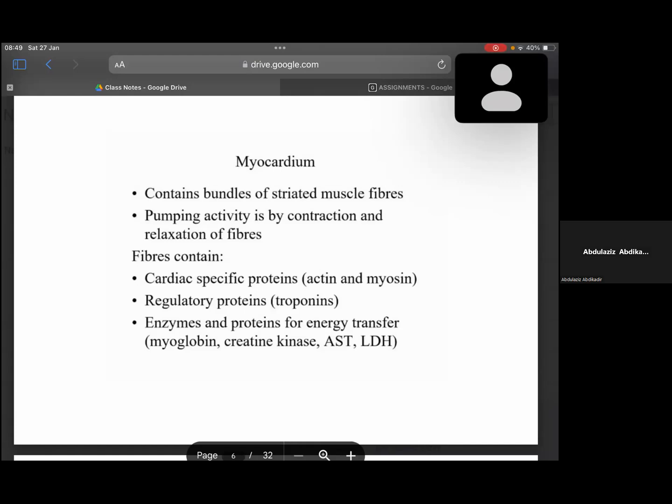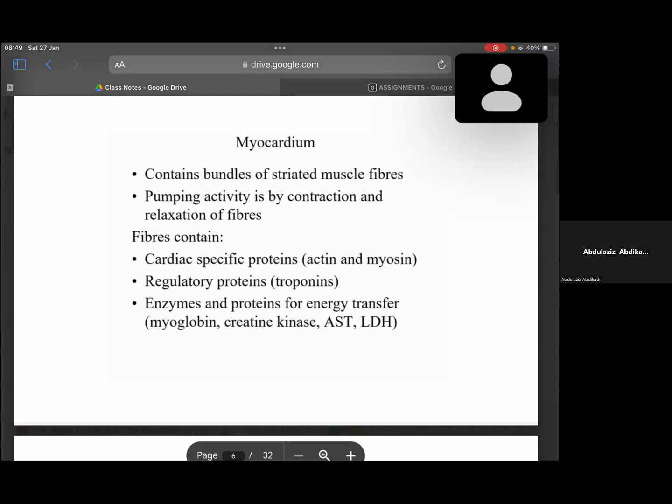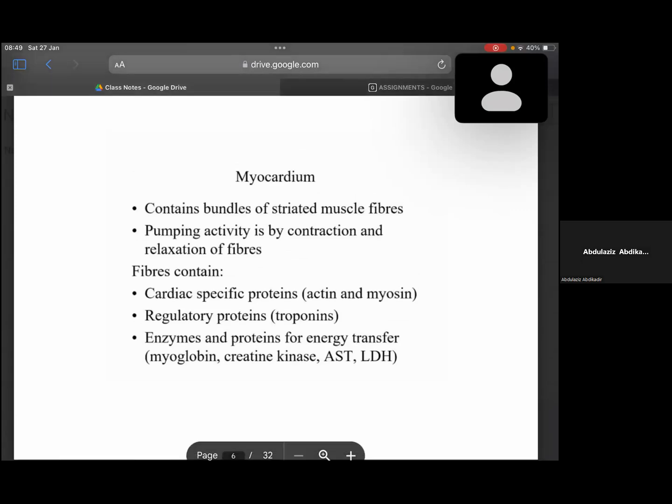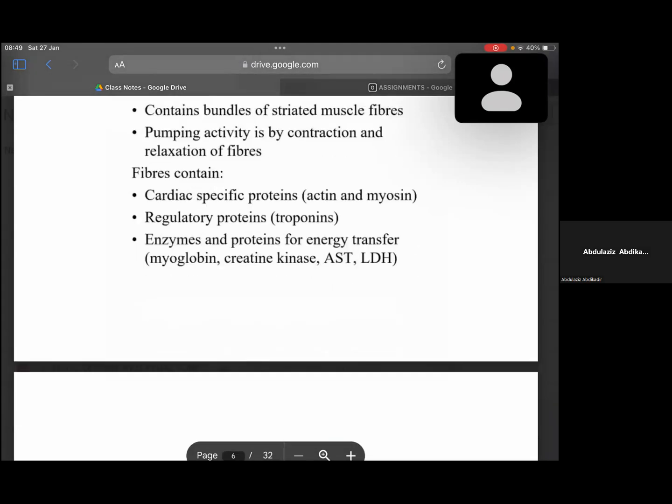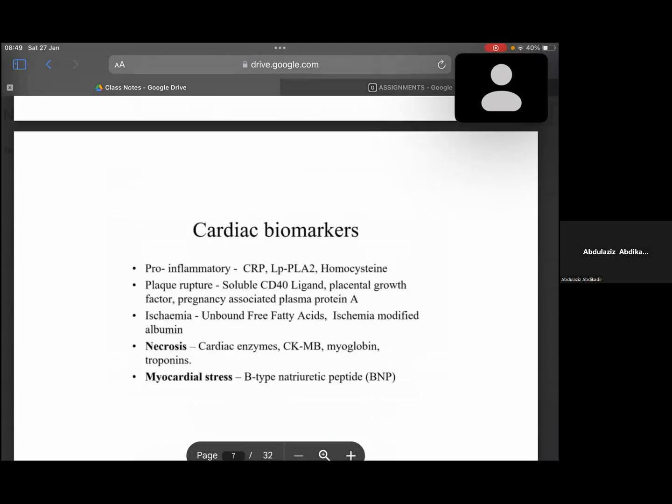Since the heart is made up of cardiac specific proteins, the actin and myosin and the regulatory proteins, we will see later that this actin and myosin is different from the one in the body. The regulatory proteins, the troponins, are also different from the ones in the body. There is the cardiac troponin I and troponin T. Then the regulatory enzymes, you will see the new age and the old age, the enzymes that are used as cardiac biomarkers.